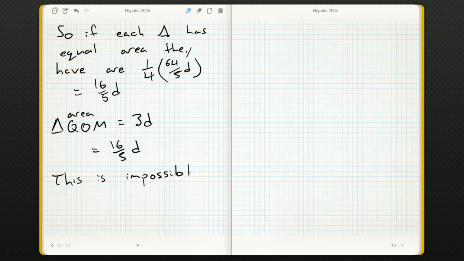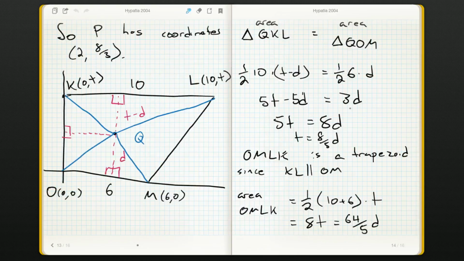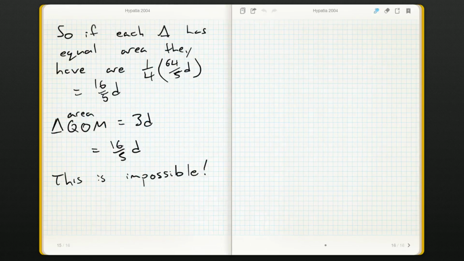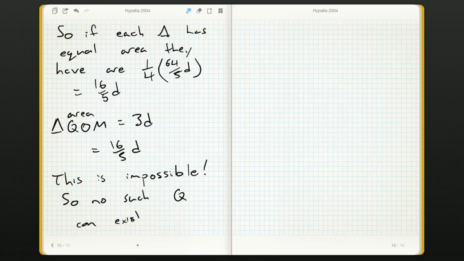This is impossible. I didn't actually think it would be that quick, and we had nothing to do with C there. Is that really all it is? So it should be 3D if you calculate it this way. But in terms of total area, it should be 16/5 D, and those two numbers are not the same. It's very close. If it was 15 over 5 D, we'd be all set. But sadly, it's just not enough. Actually, no, it's too much. It's more than 3D. So no such Q can exist.